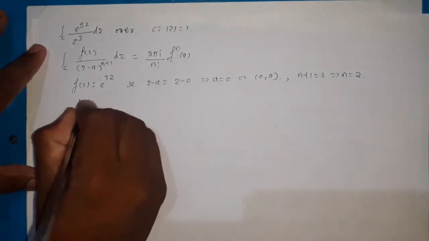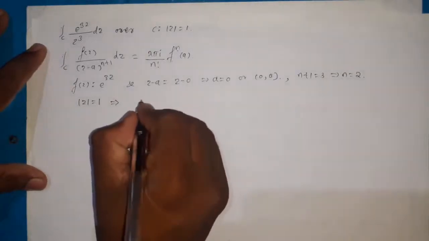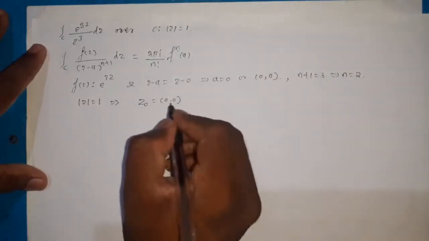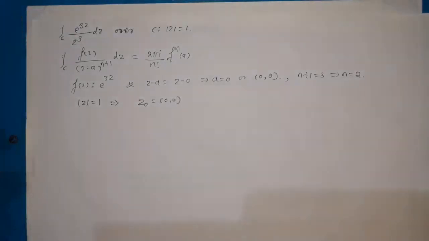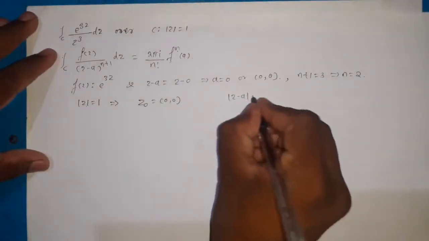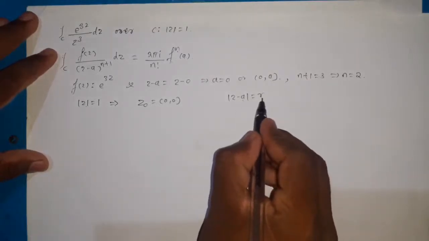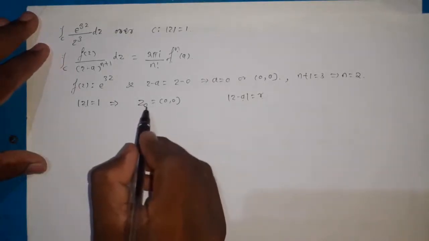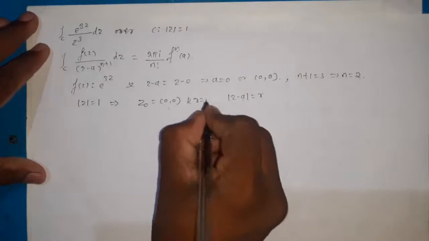Here the given circle is mod z equal to 1. So it implies that the center, let us denote the center by z naught, is equal to 0 comma 0 here, because it is z minus 0, where that 0 represents the center of the circle. We know that the equation of the circle is given by mod z minus a equal to r, where a is the center of the circle and r is the radius. Therefore in the given circle a is equal to 0, hence the center z naught is equal to 0 comma 0 and radius is equal to 1.